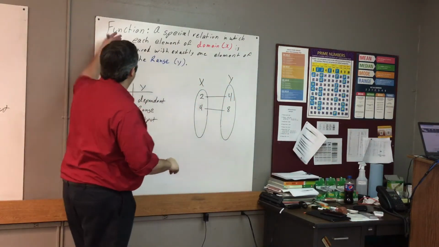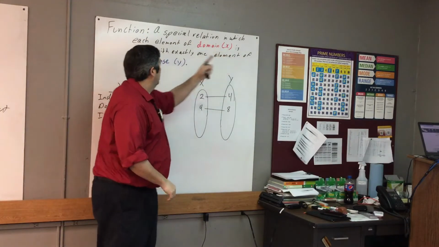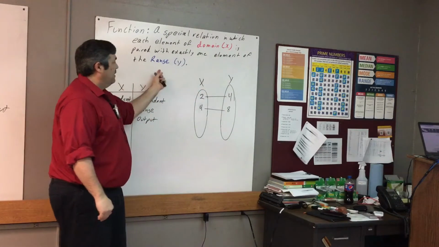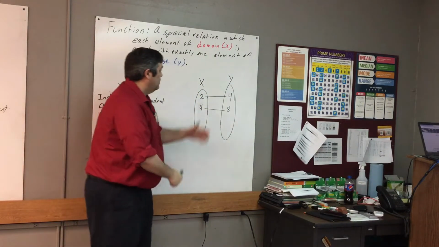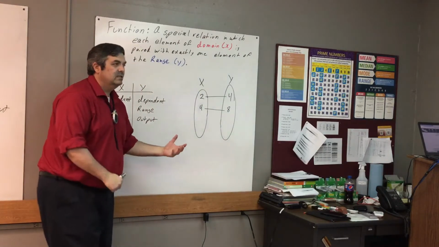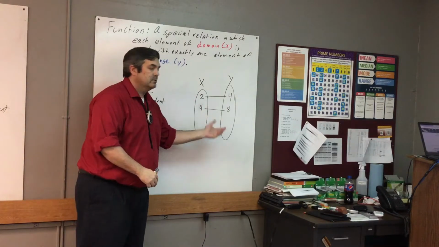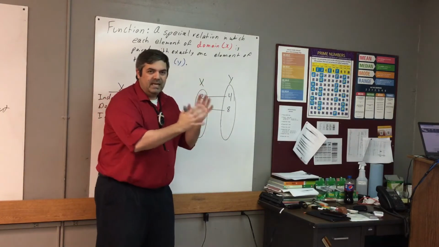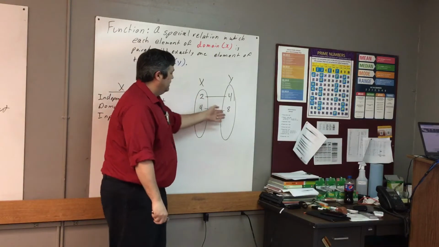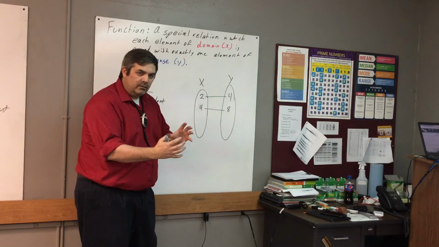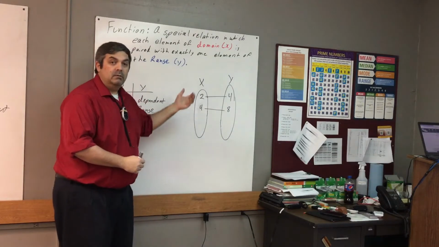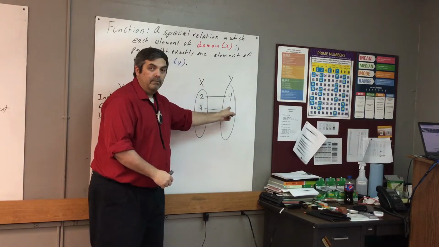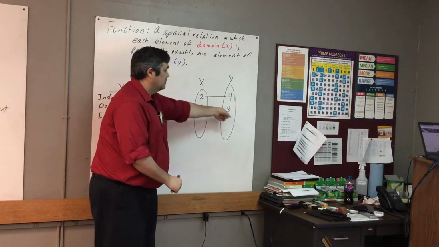Again, a function is a special relation in which each element of the domain is paired with exactly one element of the range, the Y. Here we have this setup, and now you're going to see these set up differently. Remember, these are just ordered pairs. X and Y, and the 2 and the 4 are an ordered pair. They go together. The 4 and the 8, they're an ordered pair. They go together. The way it's set up here, this is a function because each X goes with exactly one Y.